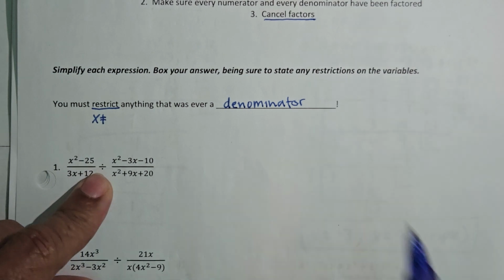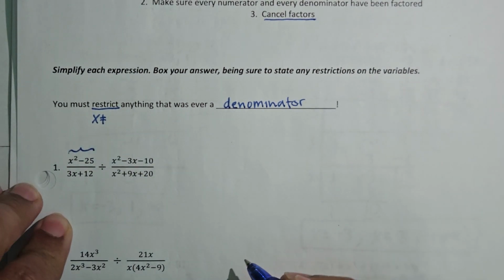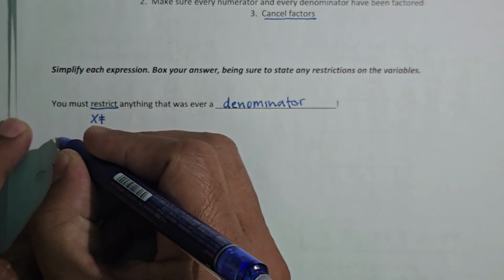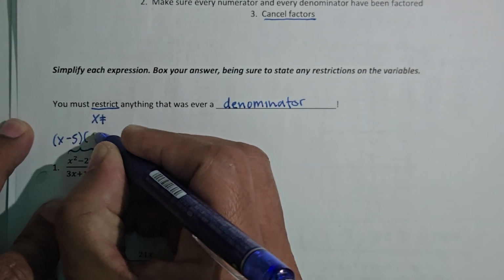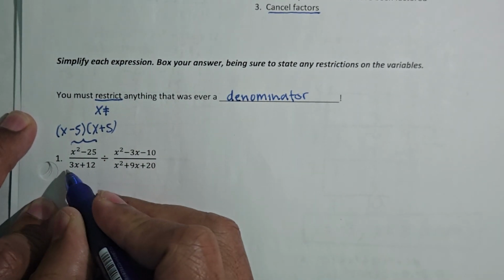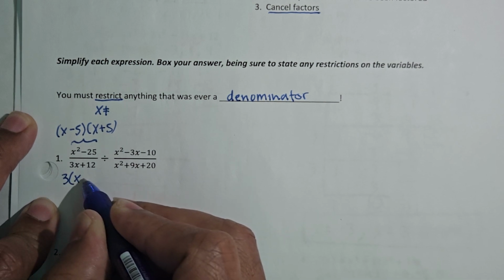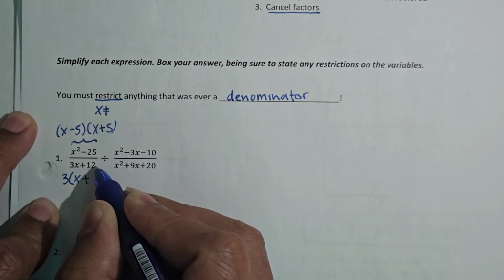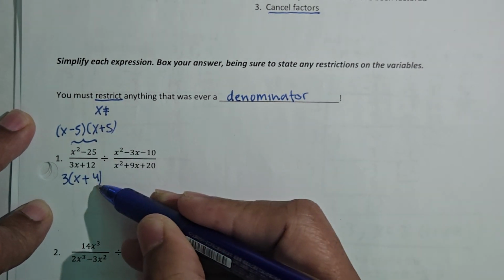For example number 1, this part can be factored as x minus 5 times x plus 5, because that's the difference of squares. And for this denominator, there's a GCF of 3. So I'm going to factor out the GCF of 3 and leave the x here, and 12 divided by 3 is 4. So this is the numerator and this is the denominator.